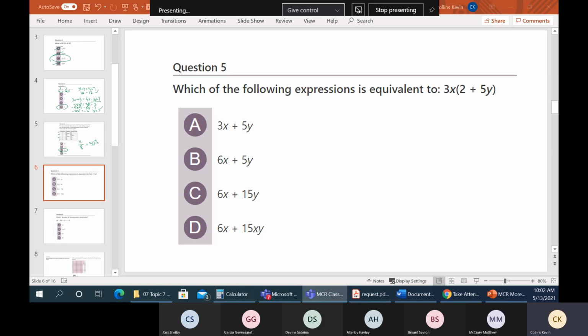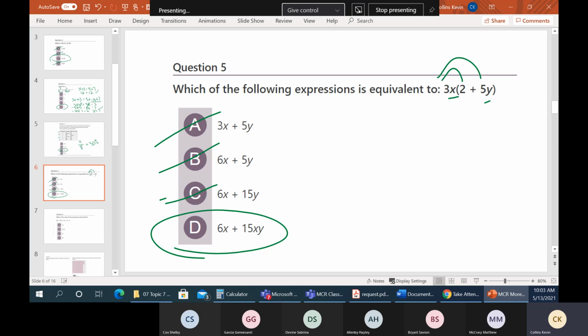All right, so we got a couple votes for D. We got one for C. So again, we're just doing distribute, right? So the first one, we've got 3 times 2, that's going to be 6x. So that guy's out. And then here we're going to do 3 times 5 is 15, but then it's going to have to be x times y. And this is pretty common. Sometimes people forget to multiply by the x for the second term. So that's what happens if you got C, so then D is our guy. Okay? All right, good job.